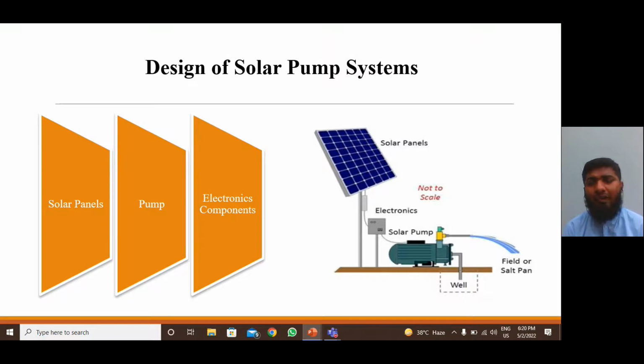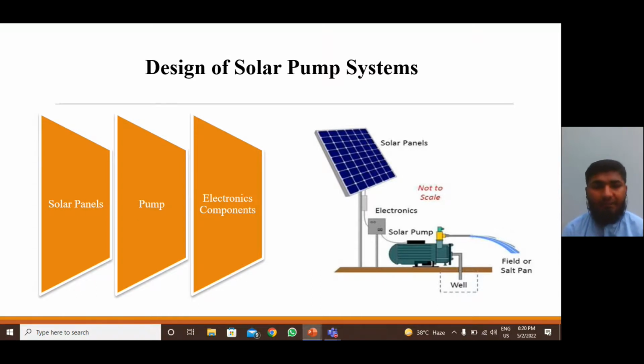The design of solar water pump consists of three main components. The first component is the solar panel. The solar panel is the most important and expensive component of a solar water pump, and the size of the solar plate depends upon the power required to run the pump. The plate may be fixed or automatic solar tracking.